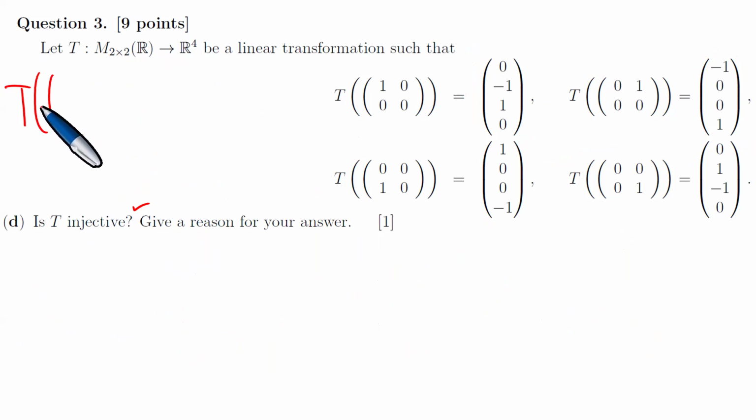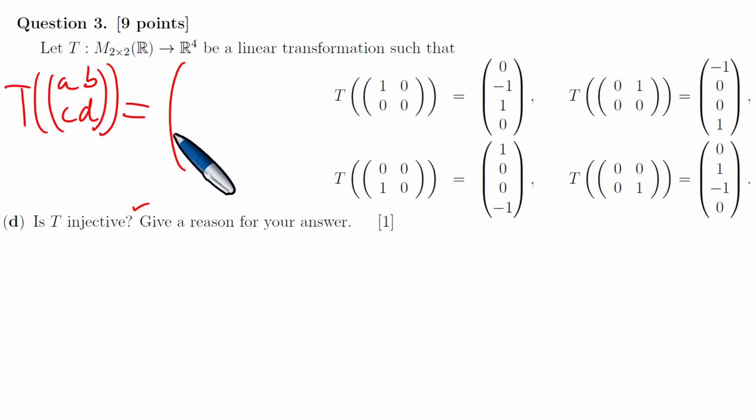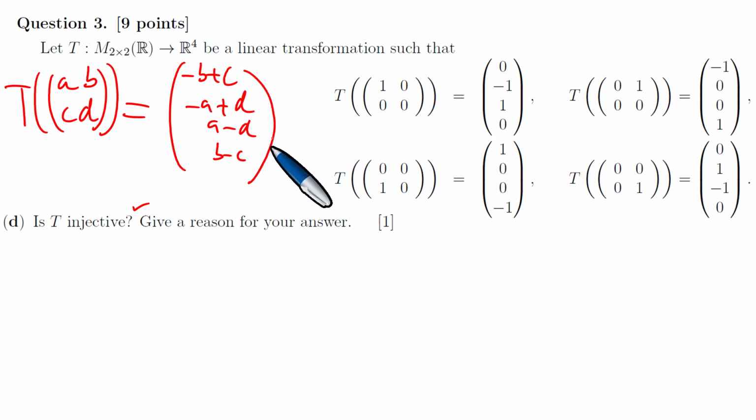Okay, so with A, B, C, D. If you have A, B, C, D, you've already seen that this range can be written in many ways. Minus B plus C, that is what we have, minus A plus D, and then we have A minus D, and then we have B minus C.